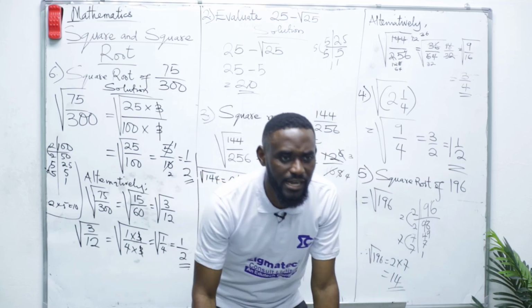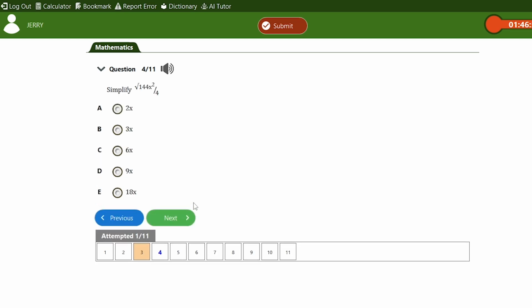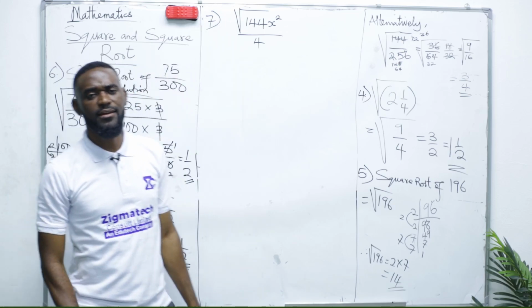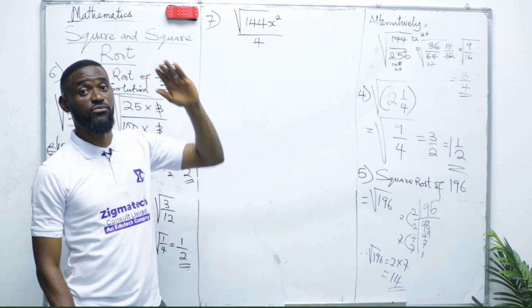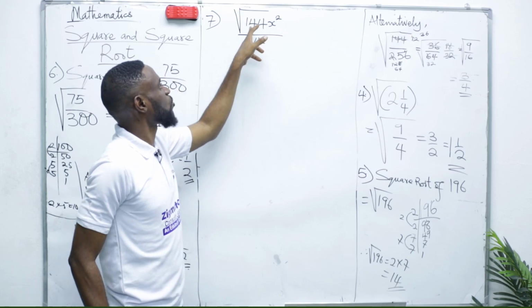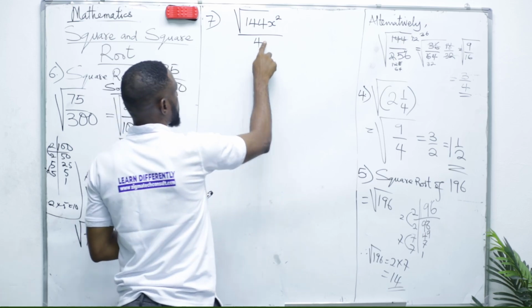Okay? Now there is some other thing I want us to look at here. It says simplify square root of 144x squared divided by 4. Yes, that is what we're asked to do. Simplify square root of 144x squared divided by 4. Okay, so the square root only applies to 144x squared, not this 4, which is the divisor.